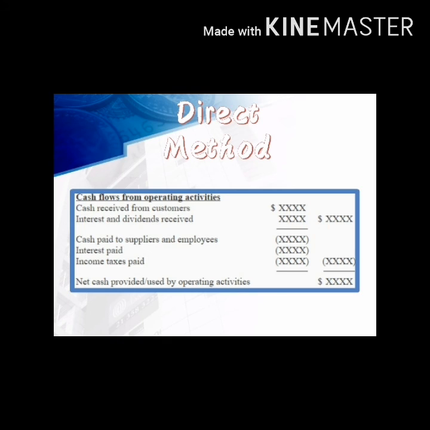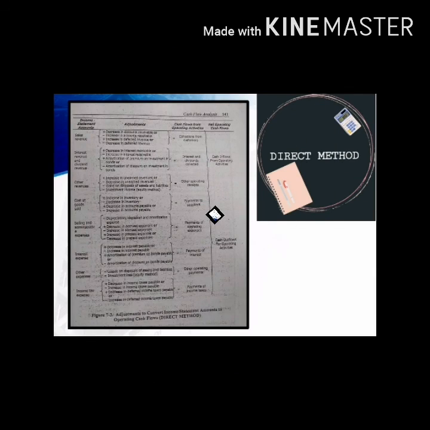So we have here another formula on how to calculate or compute the cash flow from operating activities, which shows the income statement accounts, adjustments, cash flow from operating activities, and net operating cash flows.